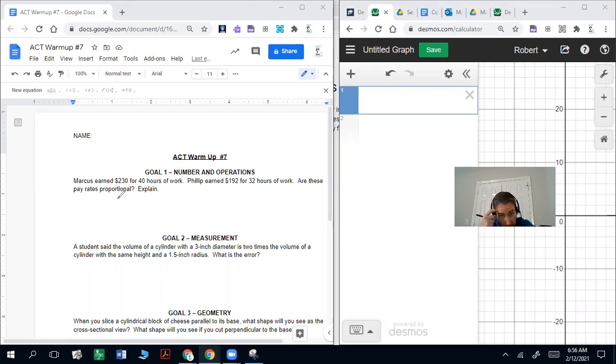So you want to know how much money you make per hour, just do for Marcus, 230 divided by 40. And then for Philip, do 192 divided by 32. If you get the same thing, they're proportional.